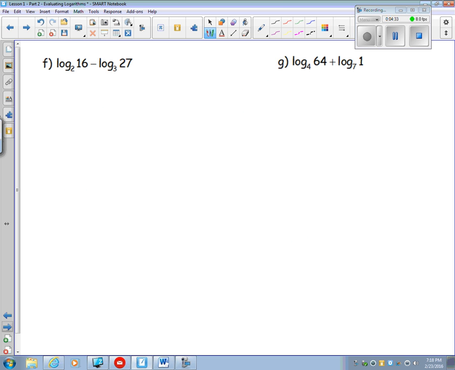Okay, some other things we can do. Things that have operations between them. Same idea, we just have parts and pieces now. So I'm thinking to myself, 2 to the power of what is 16? Guess and check. 2 to the 2, 2 to the 3, 2 to the 4. 2 to the 4 is 16. So that whole thing is 4.